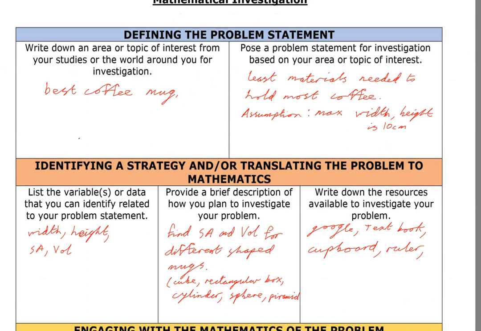So write down an area or topic of interest from your studies or the world around you for an investigation. So this is a slightly whimsical example, but it's to give you a notion of how you can take a basic question and find maths in it. So I'm not saying this is an ideal question. This is just an example to try and get you thinking about how you could get maths into a problem.